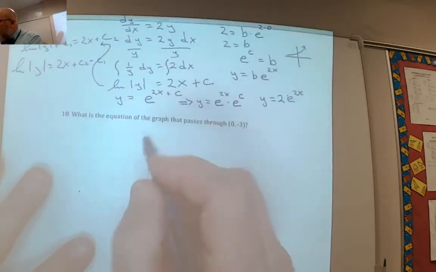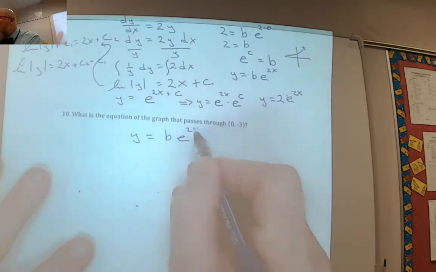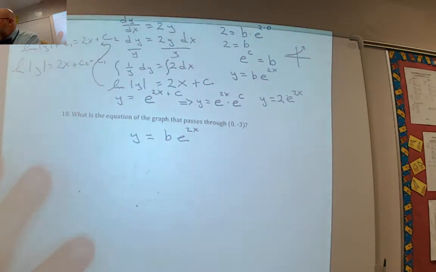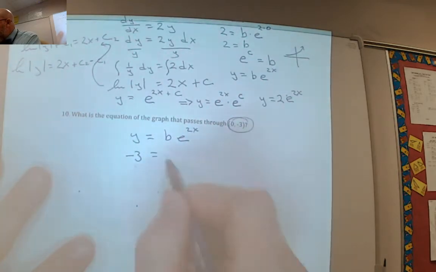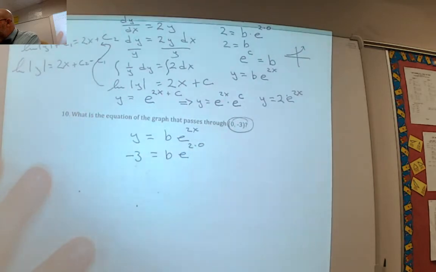So this is here's my general equation, right? And now I got -3 for y. B equals e to the 2 times 0. Well, that means b is going to be -3. And that's my specific equation.